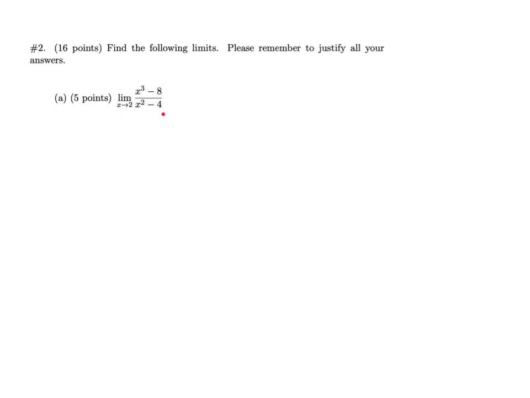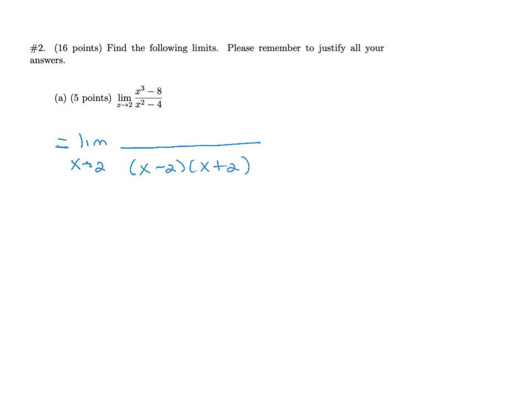In part A, we cannot solve this limit by direct substitution, that is putting 2 into both of the x's, because you'll get 0 over 0. We can factor this expression, and that's what I'll do first. This is equal to the limit as x approaches 2 of, well, the denominator is a difference of squares, and that's x minus 2 times x plus 2.